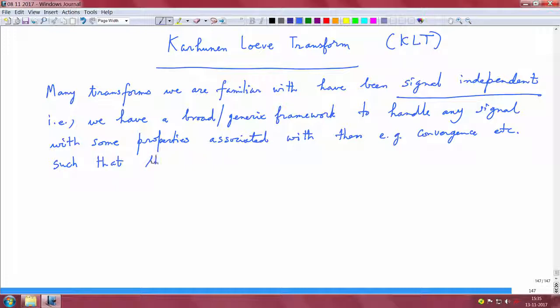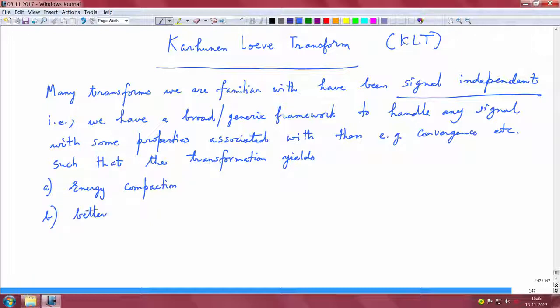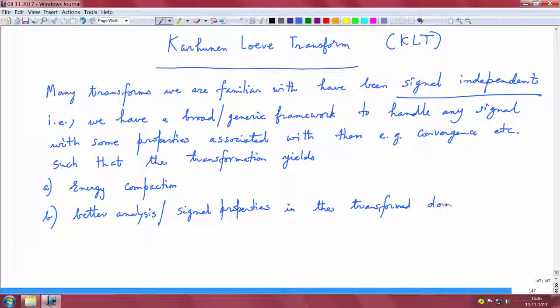Such that the transformation yields energy compaction, perhaps better analysis, or I would say signal properties in the transformed domain. So a good example of energy compaction is wavelets, right?